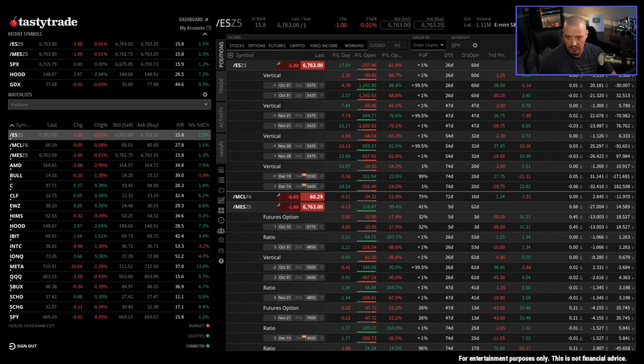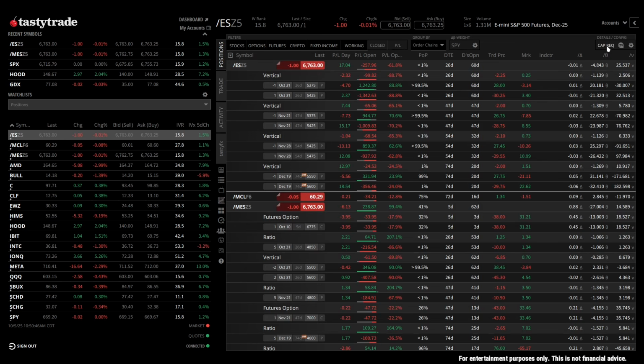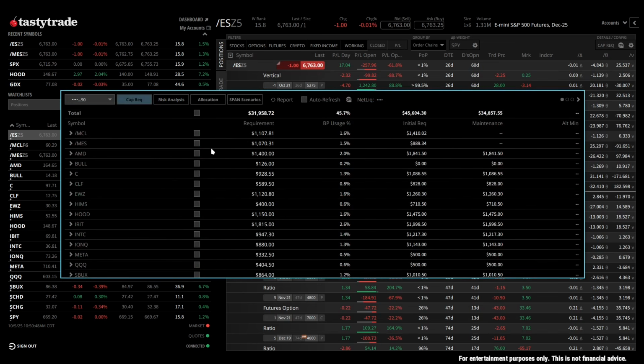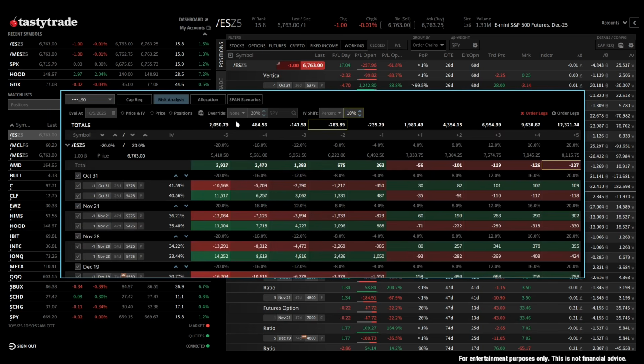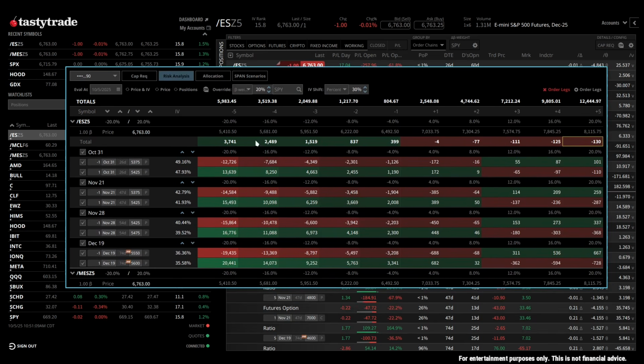If I move my head here, I go to cap requirement. Let's take a look at risk analysis on my ES, MES positions. Let's imagine the market drops 20% and volatility spikes 30%, because that's what's likely to happen in a market crash. You can see my current ES, MES positions actually make money. I'm going to make $6 grand on my positions if the market crashes, just on the ES, MES positions right now. And that's partly because I'm kind of light on short puts.